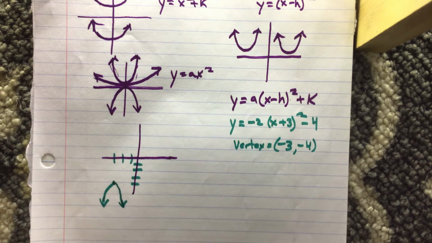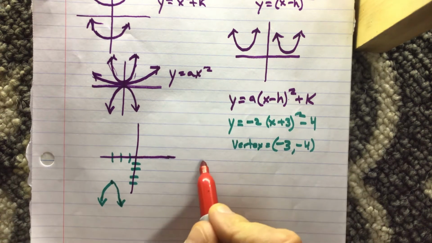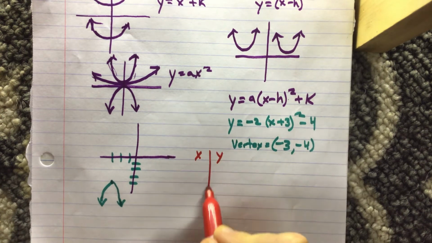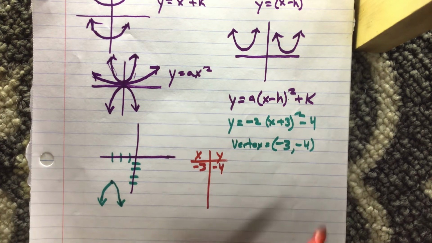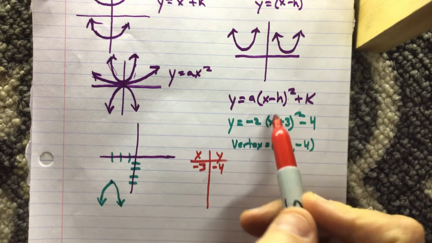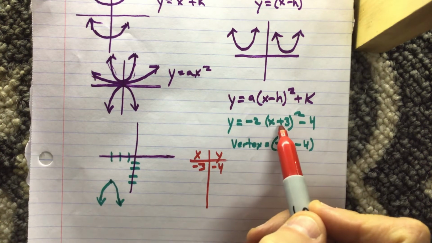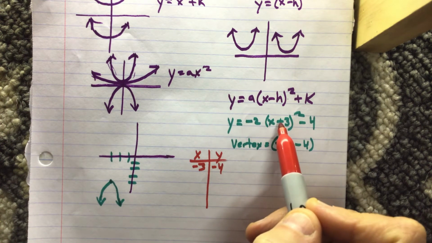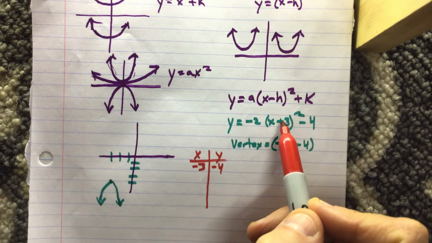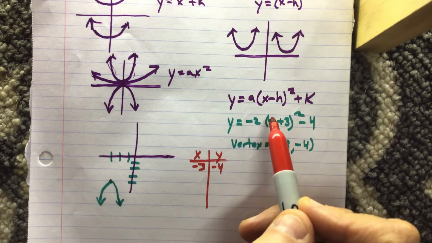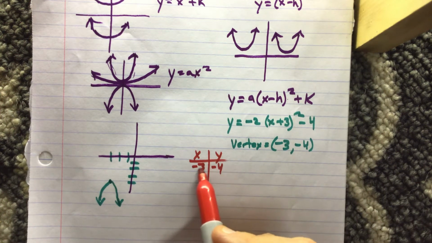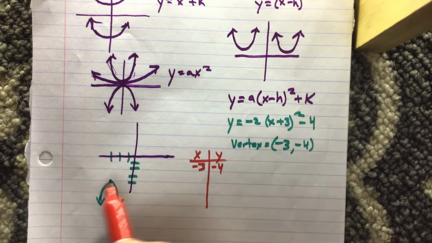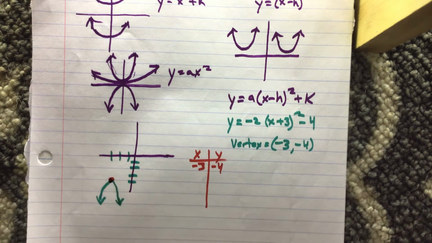If I want to graph it even better than that, I would make a table of values, and I would start with the vertex. I know the vertex is at negative 3, negative 4. If I want to check that to make sure, I can plug negative 3 in here. Plus 3 is 0. Squared is 0. Times negative 2 is 0. Minus 4 is negative 4. So I can see that negative 3, negative 4 is the solution, and it is the vertex right there.